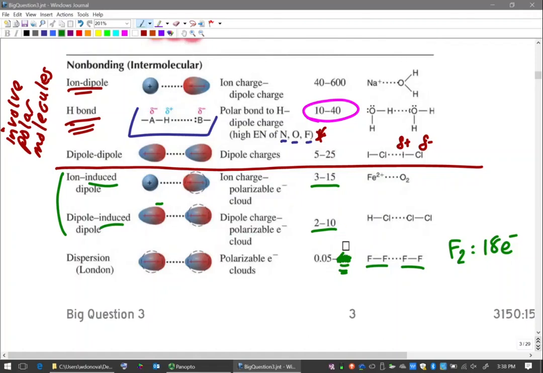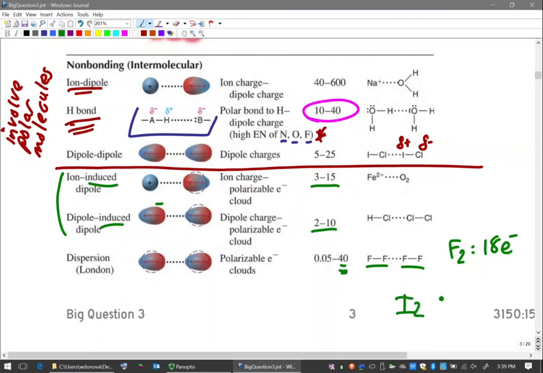I don't like to call people out often on things like that, but they do that because they want to be able to say in class, dispersion forces are the weakest. They are weaker than all the others, but that's not necessarily the case. It's not always the case.